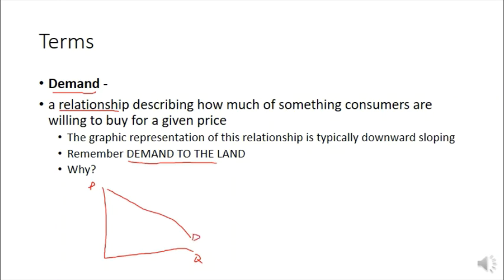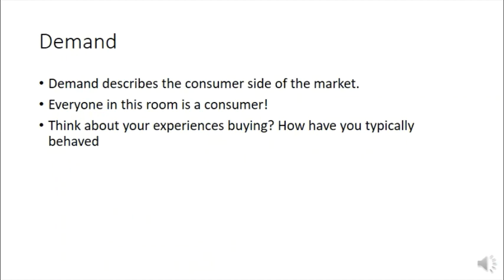This demand relationship relates these two variables, price and quantity. In other words, demand is describing the consumer side of the market, and everyone watching this video is a consumer. So again, think about your own buying experiences and how you've typically behaved when buying something. That should help you to understand demand.